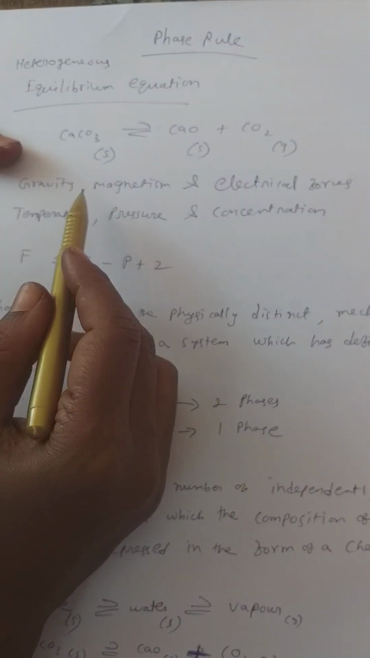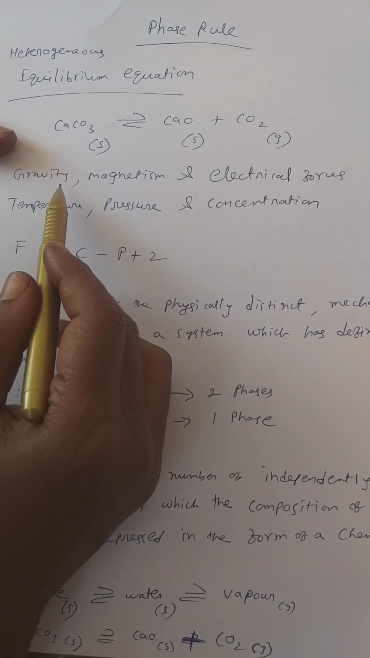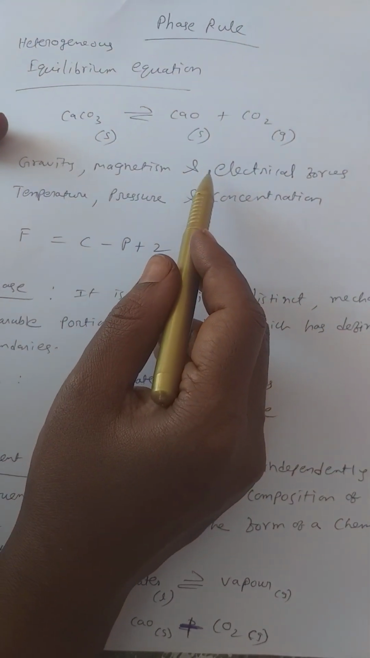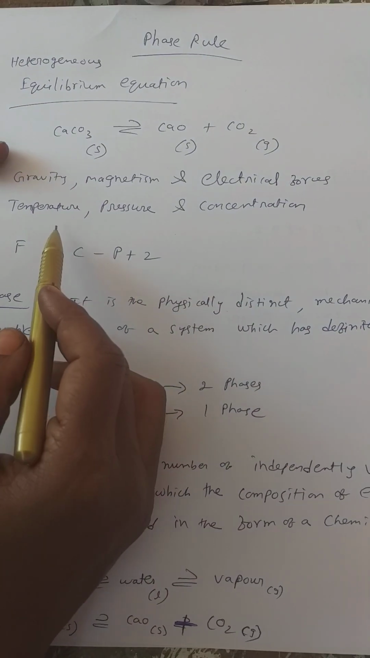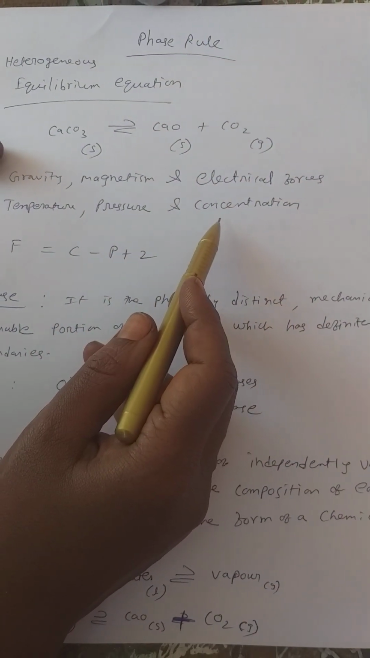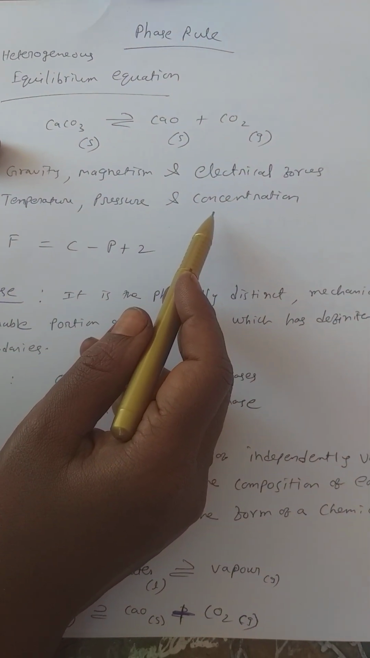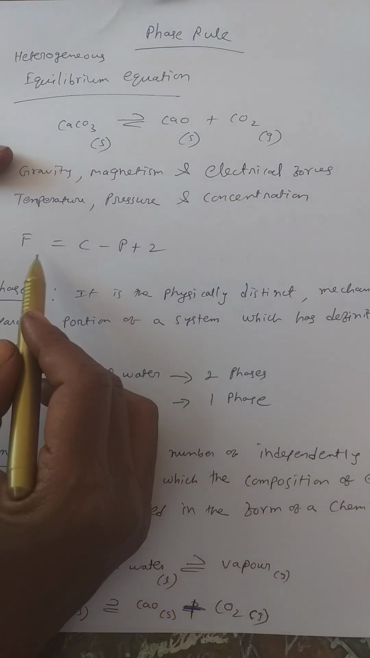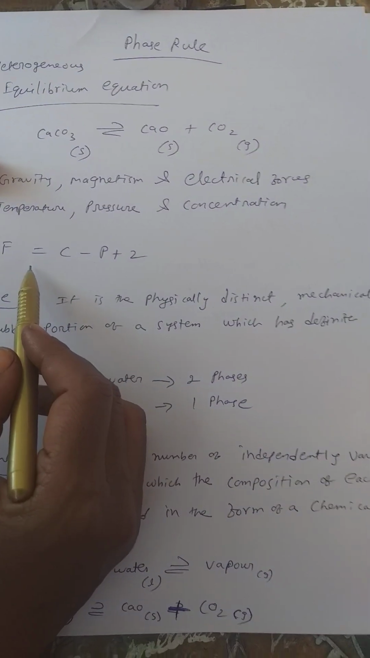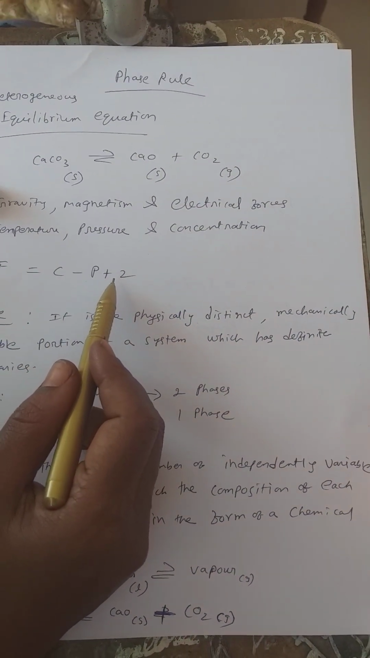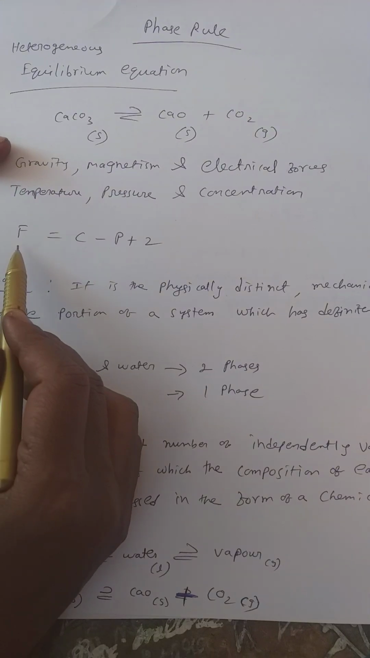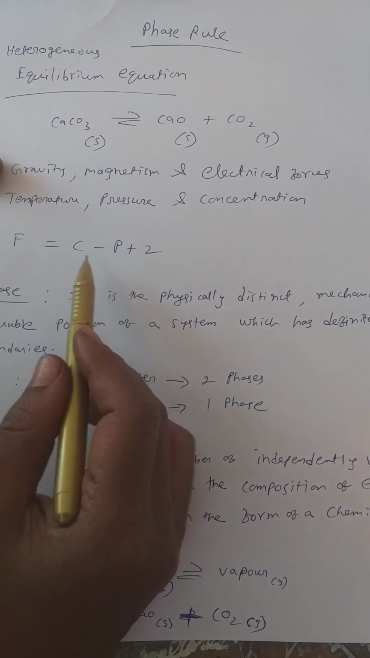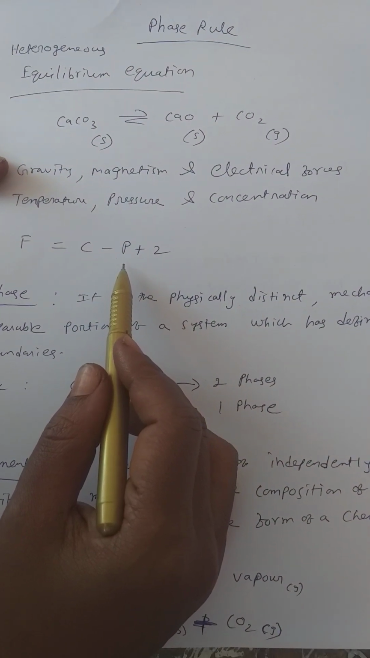Such an equation or reaction is usually not influenced by factors like gravity, magnetism, and electrical forces, but it is influenced by factors like temperature, pressure, and concentration. To understand the number of factors which influence the heterogeneous equilibrium, there is a rule called phase rule, which is written as F is equal to C minus P plus 2, where F stands for degrees of freedom, C stands for components, and P stands for phases.